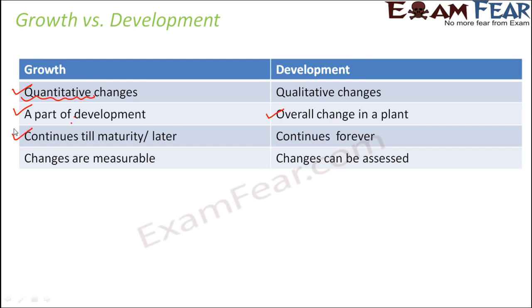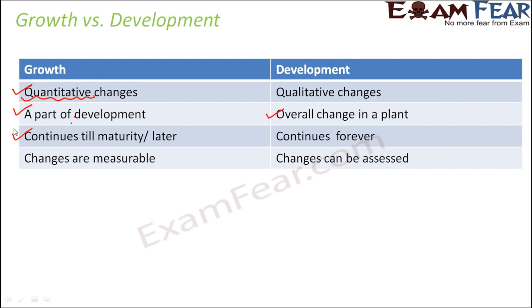Growth continues till maturity or later. In some plants, growth stops after a certain period of time. For example, the seed develops, becomes a seedling, then it becomes a plant. Now that plant will grow, right? It will increase in size, the leaves will also increase in size. But in some plants, the growth will stop at a certain time. For example, the size of the leaves might increase only up to a certain size. After that, it will not increase. So growth does not continue throughout the life cycle. It continues only for a certain period.